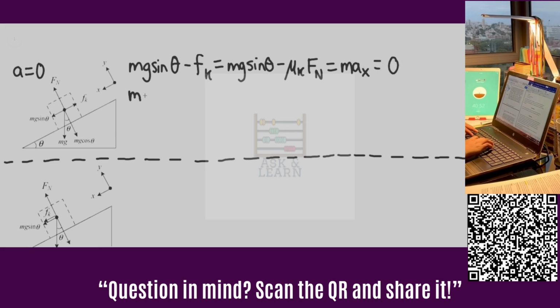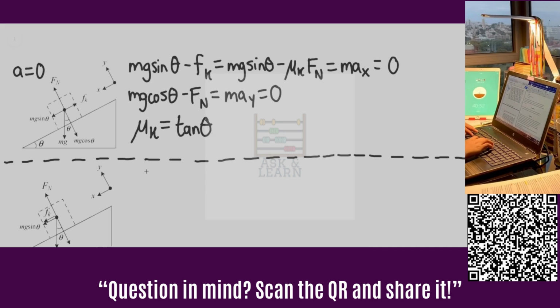We can also say mg cosine of theta minus the normal force equals the mass times the acceleration in the y direction, equaling 0. And so we can combine these two equations and find that the coefficient of kinetic friction is going to be equal to the tangent of the angle theta.